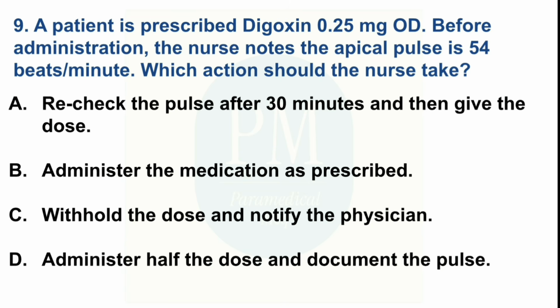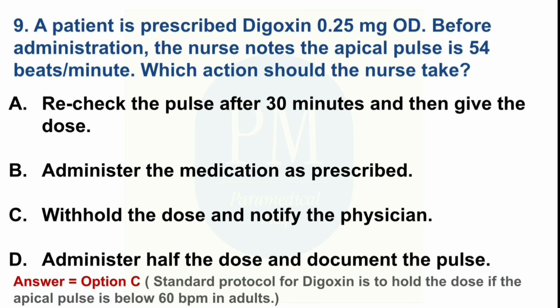A patient is prescribed digoxin 0.25 mg OD. Before administration, the nurse notes the apical pulse is 54 beats per minute. Which action should the nurse take? Option A, recheck the pulse after 30 minutes and then give the dose. Option B, administer the medication as prescribed. Option C, withhold the dose and notify the physician. Option D, administer half the dose and document the pulse. The correct option is option C, withhold the dose and notify the physician.